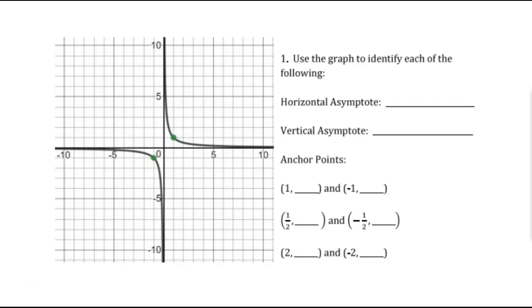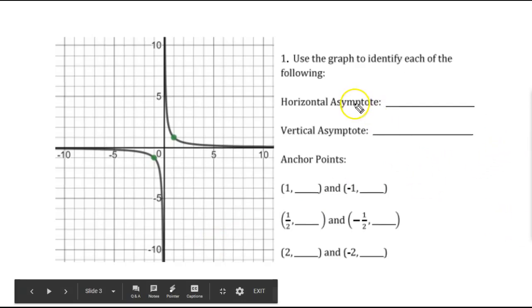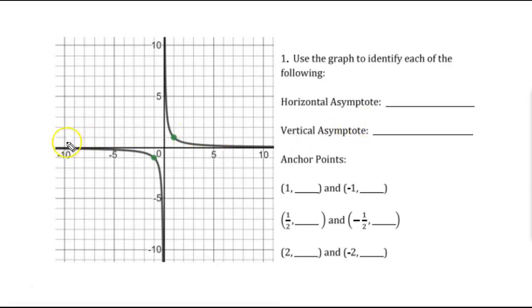The lesson begins with looking at the parent graph for the rational function and identifying some of the key features needed in order to do transformations. So when we look at the parent graph, things that we want to identify are where are the horizontal asymptote and the vertical asymptote. We learned yesterday in our lesson that we have that horizontal asymptote right here at the x-axis, which is the equation y equals 0. And then we have the vertical asymptote here at the y-axis, which is the equation x equals 0.